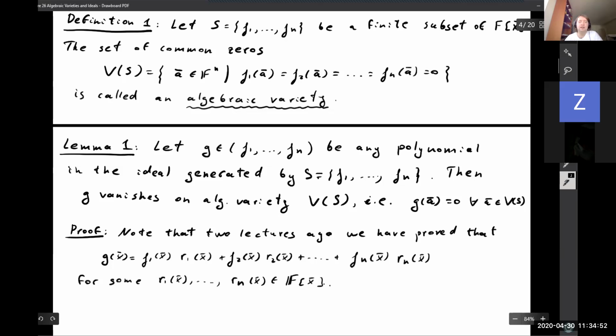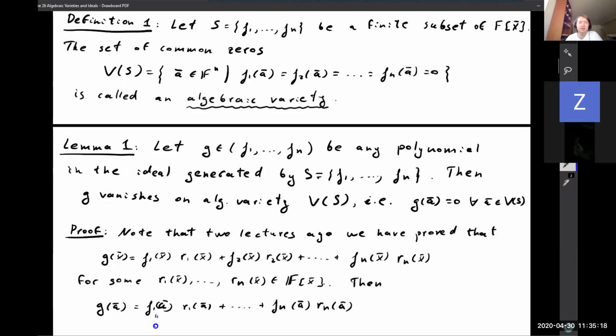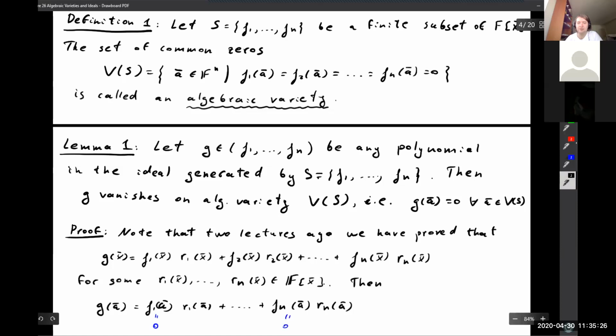Well, then if we evaluate this expression at A, what do we get? g of A equals f1 of A times r1 of A, all the way to fn of A times rn of A. Okay, so this guy is 0, and it doesn't really matter what is the value of the polynomial r1 when it is evaluated at A. This guy is 0, so the whole thing actually equals 0. Here we go.